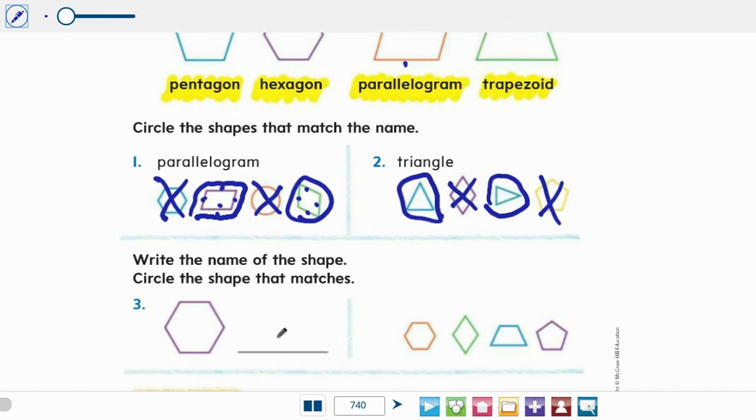So you're going to write the name of the shape. We're going to write it right here, and then circle the shape that matches it over here. Now, this is a little tricky. They're trying to trick you on it. I'm going to tell you that. But I want you to go ahead.